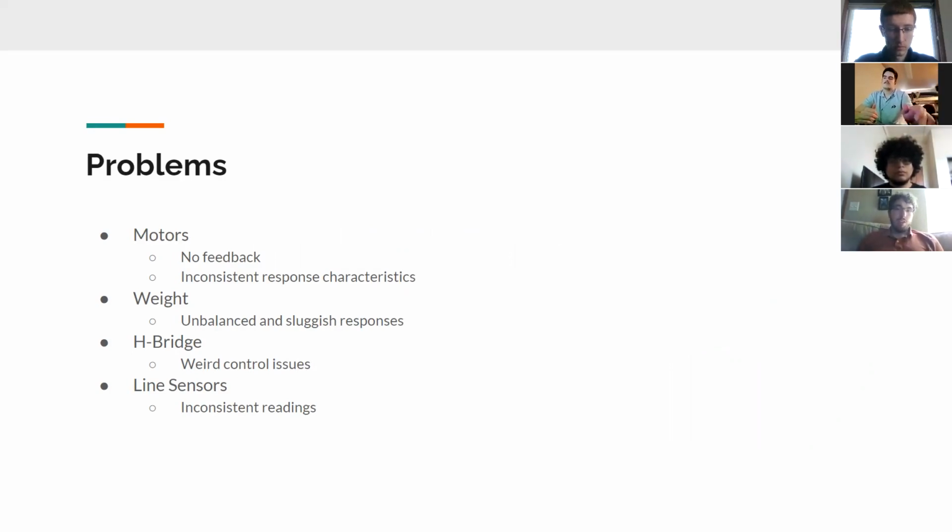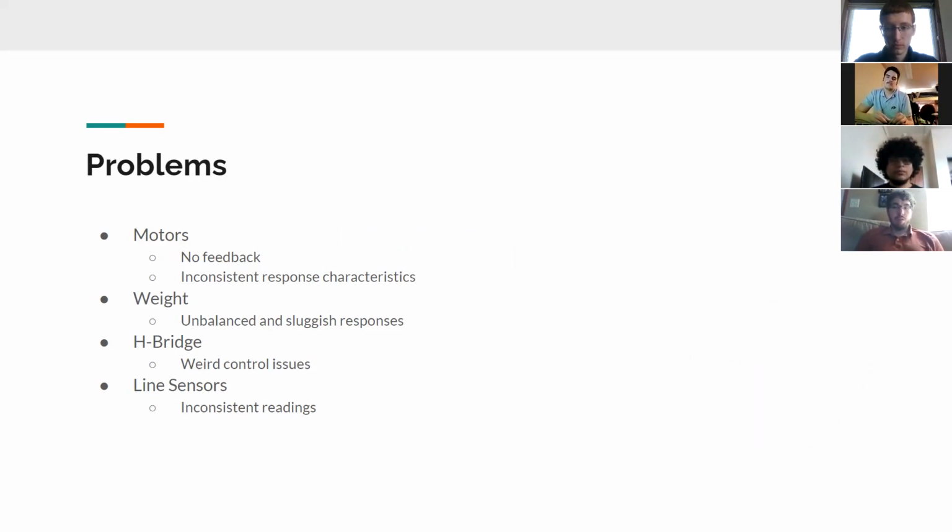One of the other issues was weight. This robot was kind of unbalanced, so it would put more load on one motor than the other. It was unbalanced because of the placement of the battery pack. And then it would rotate towards one side or the other and just kind of make the whole robot kind of sluggish.